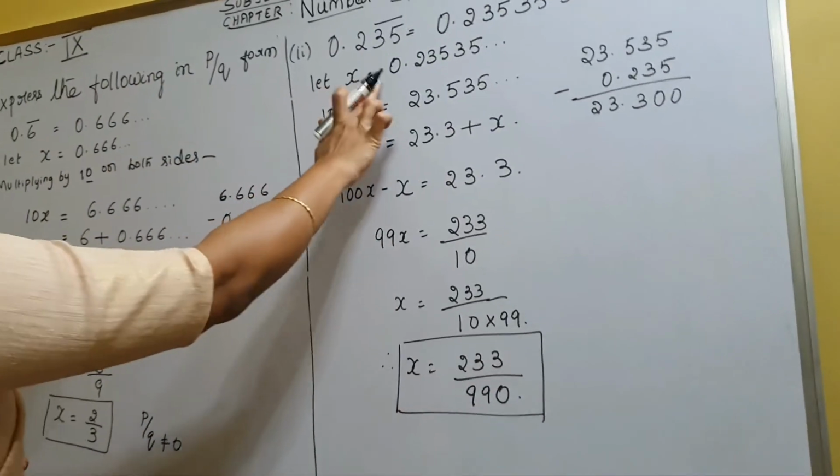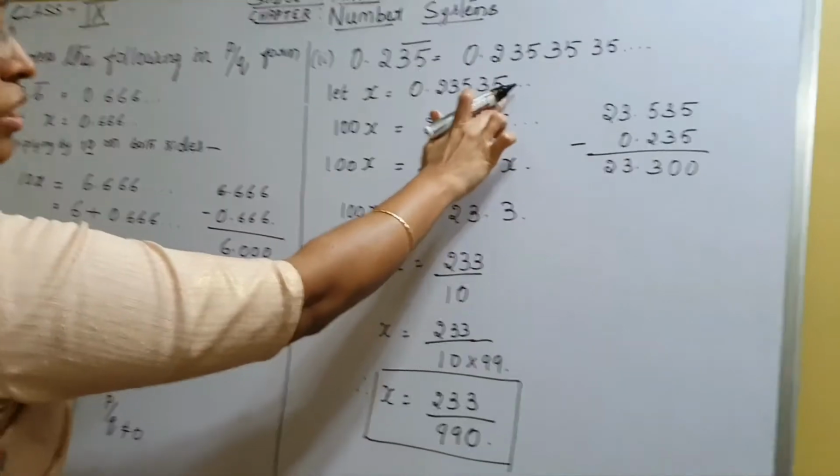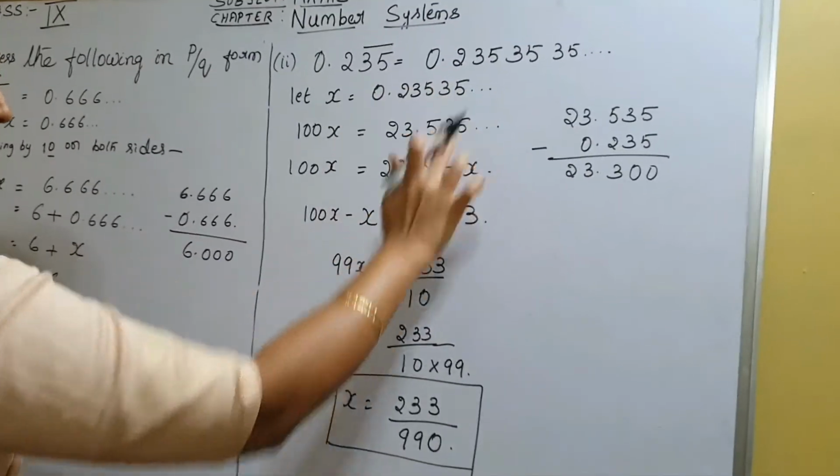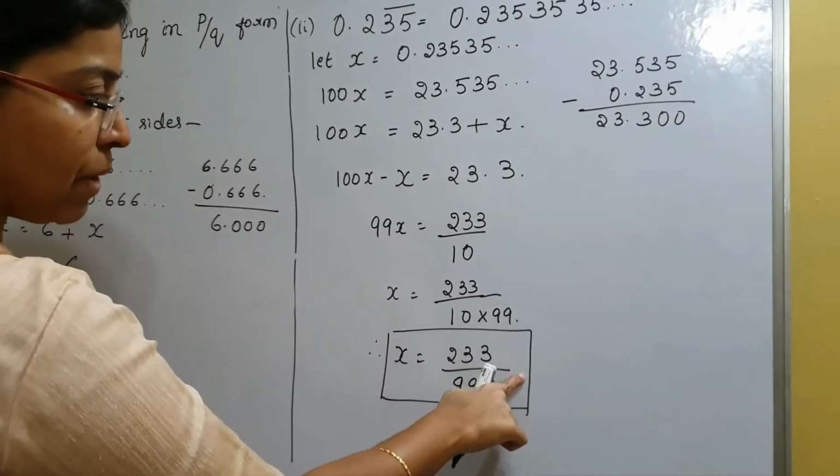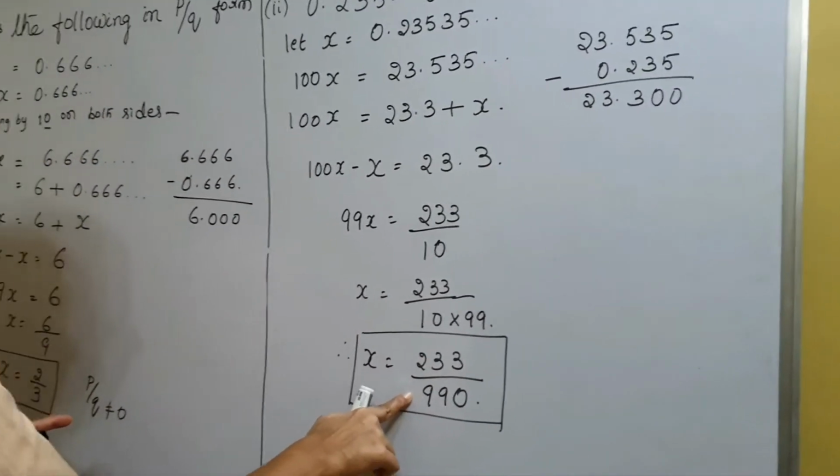We started the x value as 0.23535..., which was recurring, and now we have ended up with one rational number in p by q form, which is 233 by 990.